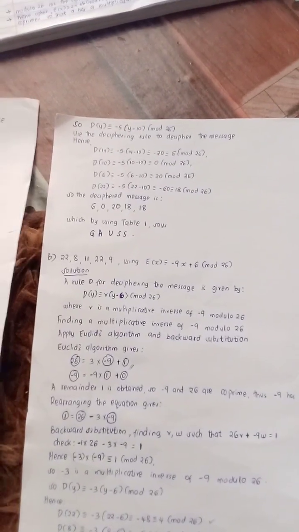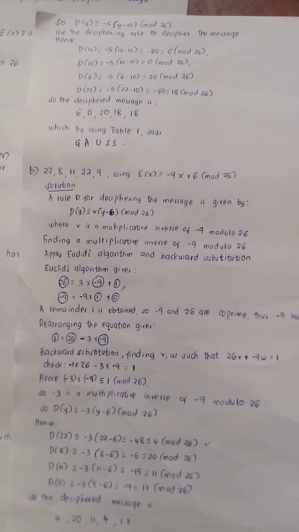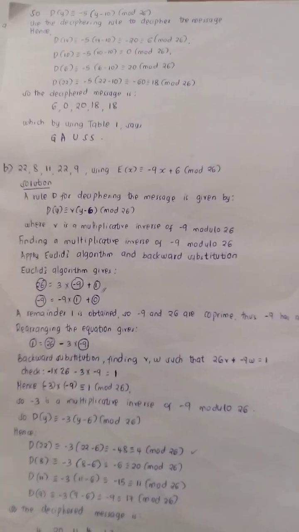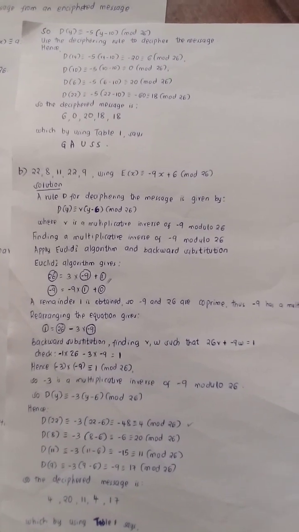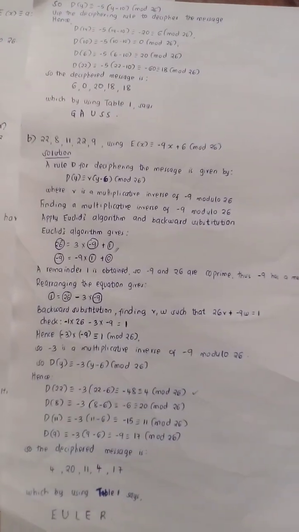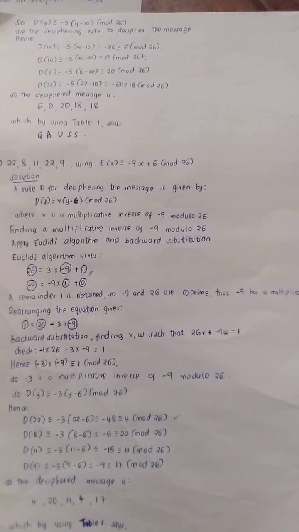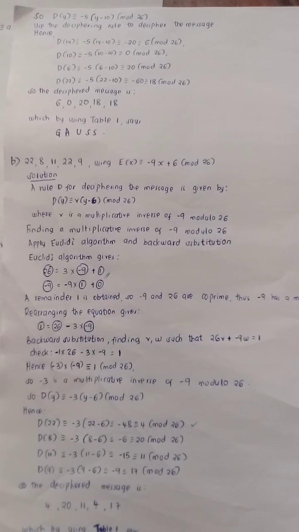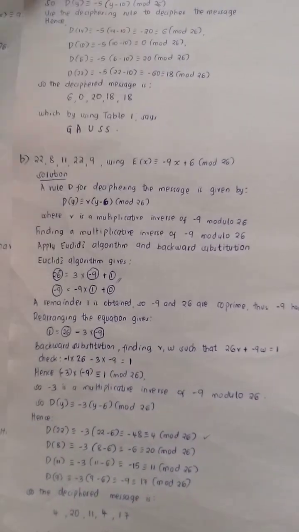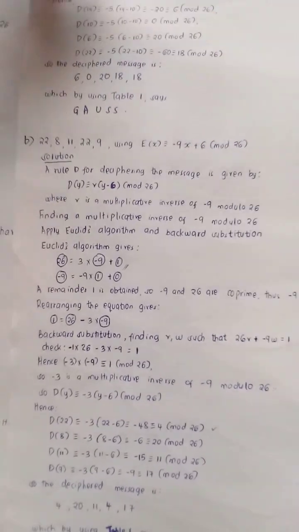Moving on to the next question. The integers given are 22, 8, 11, 22 and 9, using the affine cipher E(x) ≡ −9x + 6 modulo 26. We start by writing the rule D for deciphering the message, which is D(y) ≡ v(y − 6) modulo 26, where the 6 comes from the cipher.